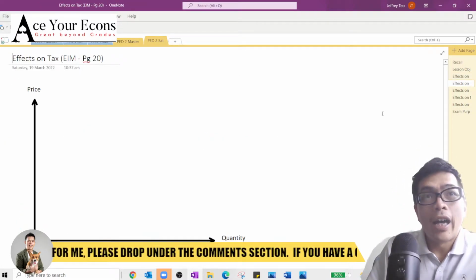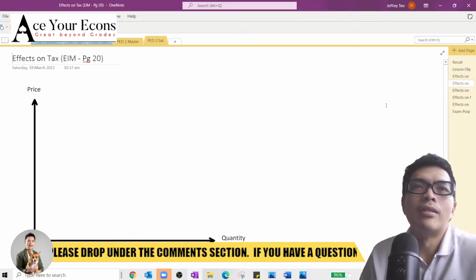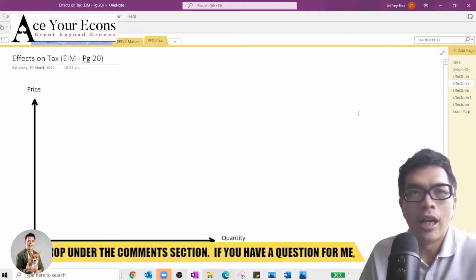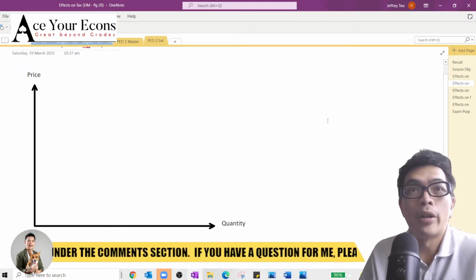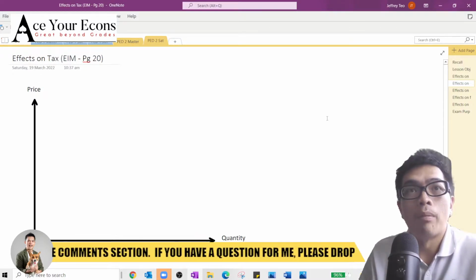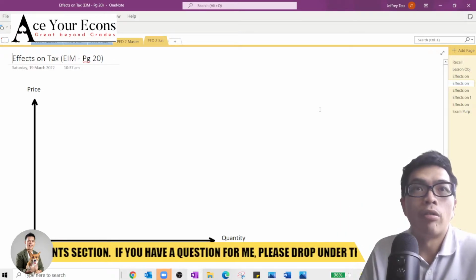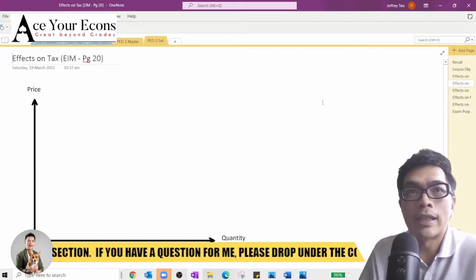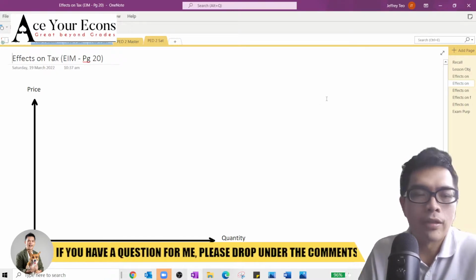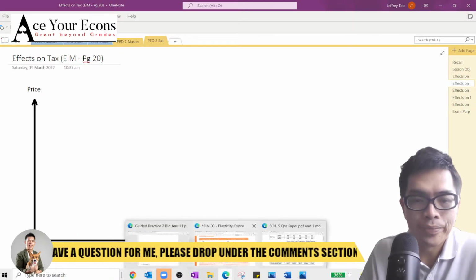Alright, I am going to move on to the next part on effects on taxation. So effects on taxation, I'm going to show you a simplified model. But when we move on to market failure, this is where this point really shines. You will often find yourself using this as a limitation for demerit goods, market failure. But let's look at page 20 first.